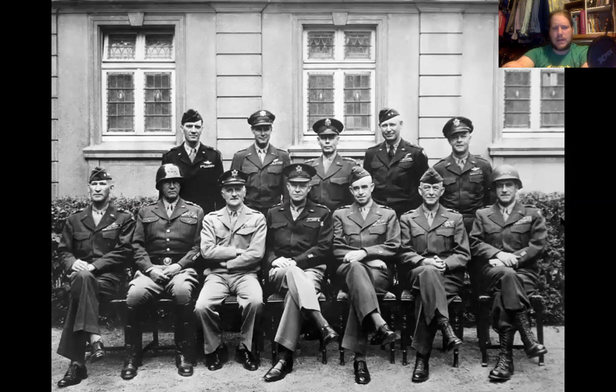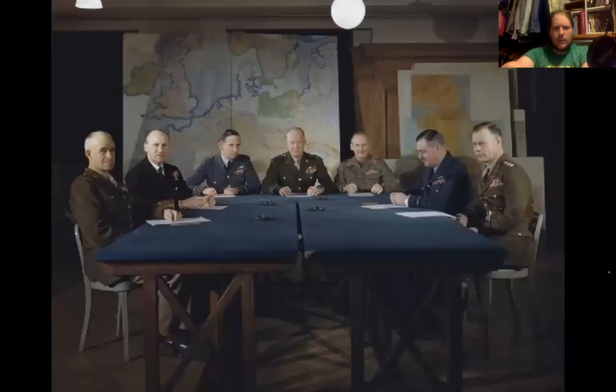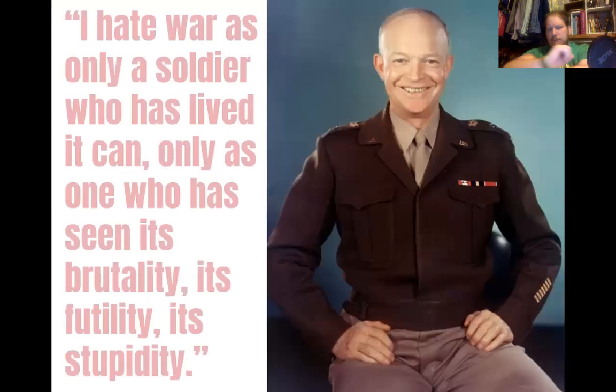And here he is sitting with several other Allied commanders throughout the war, a couple of whom we will talk about again in a few moments. And here they are at the planning table. Very photogenic, almost a Last Supper kind of moment.